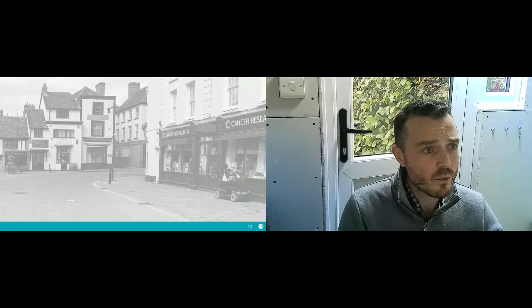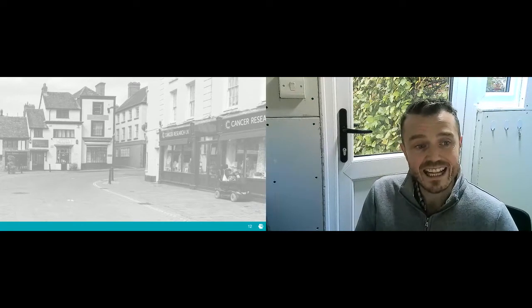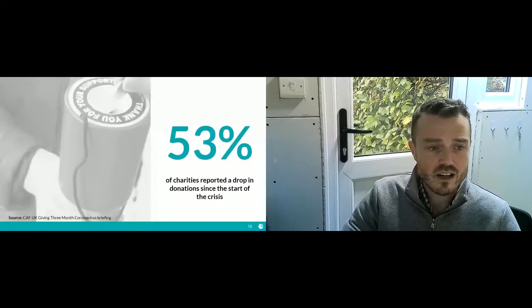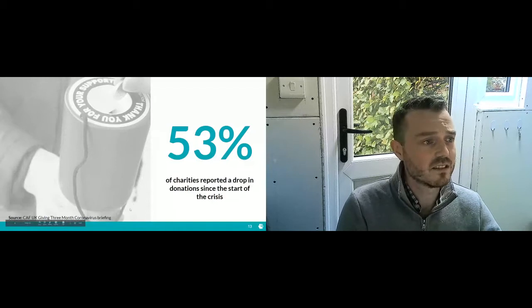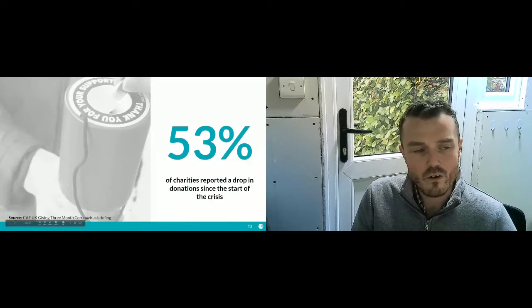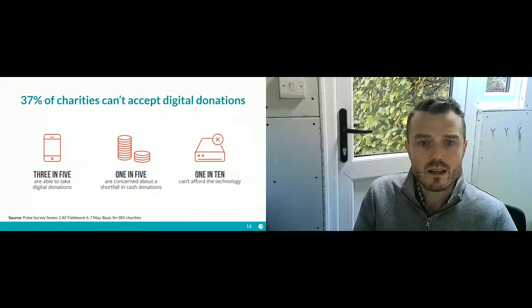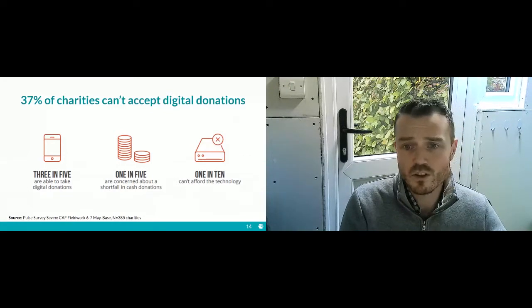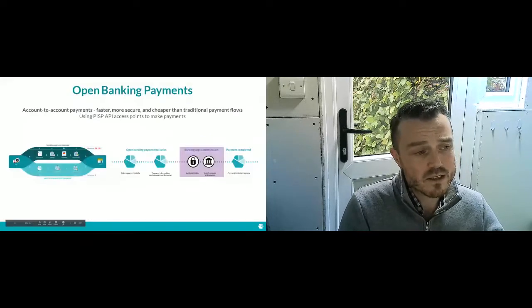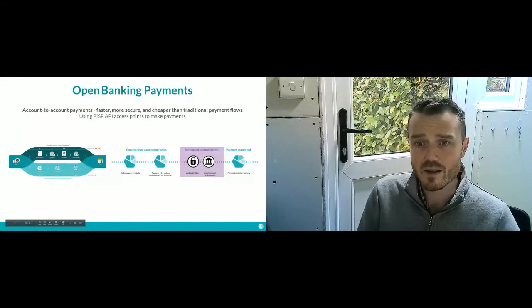And we know from research that people that have adopted digital journeys because they've had to are less likely to return back to using cash after the pandemic, which gives charities an unprecedented challenge because about 37% of charities can't accept a digital donation. And that's where the power of open banking payments can come in. Open banking payments are faster, they're more secure, and when I say faster, most payments can go in within 15 seconds of the payment being authorized into the charity's bank account.